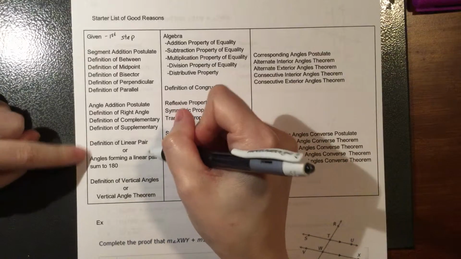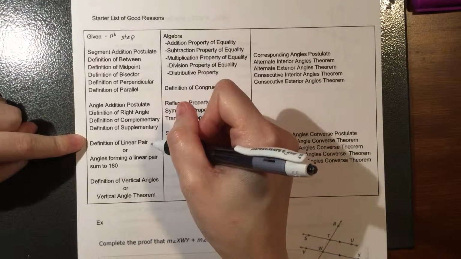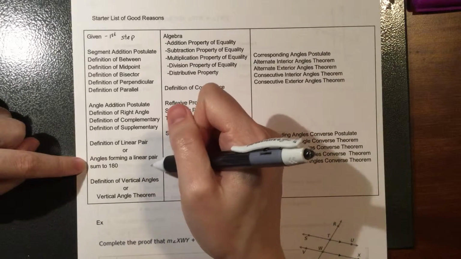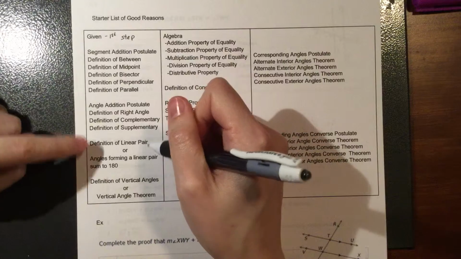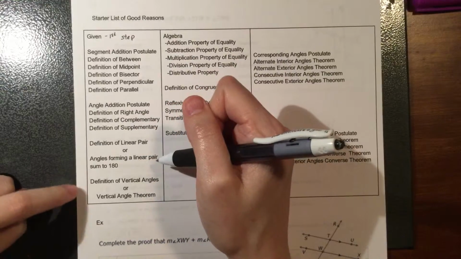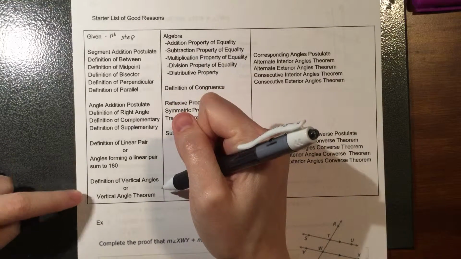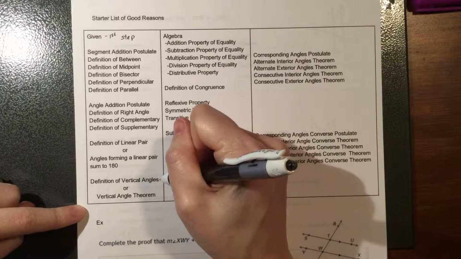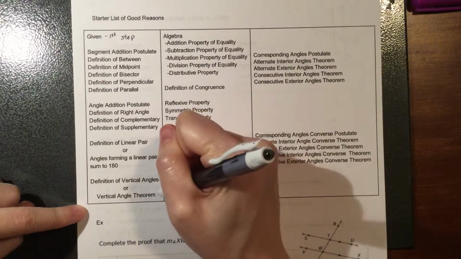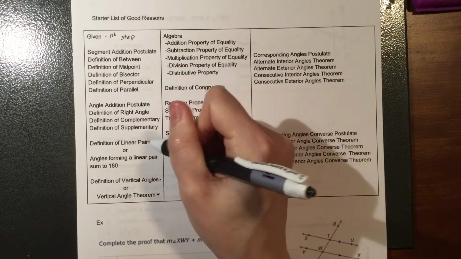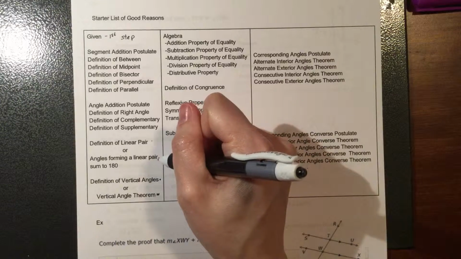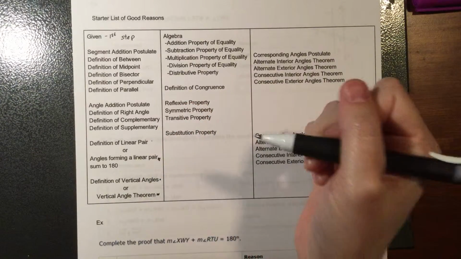And you can use these two interchangeably. So you can go definition of linear pair, or you could also say angles forming a linear pair sum to 180 degrees. Those two are interchangeable. And then also definition of vertical angles or the vertical angle theorem are interchangeable too. This is one that I tend to use more, but I think our exercises use that one. And it's the same for this right here. So I'll tend to use that one more, but your exercises will use that one.